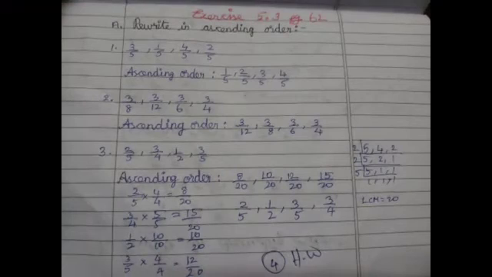Next, coming to exercise 5.3 in page number 62, write in ascending order. We already saw this in the checkpoint also. Similarly, we are going to compare. All the denominators are equal, so there is no problem. You can arrange the numbers from smaller to bigger. Here 3 by 5, 1 by 5, 4 by 5 and 2 by 5. All the denominators are 5. So you can write in ascending order 1 by 5, 2 by 5, 3 by 5 and 4 by 5.